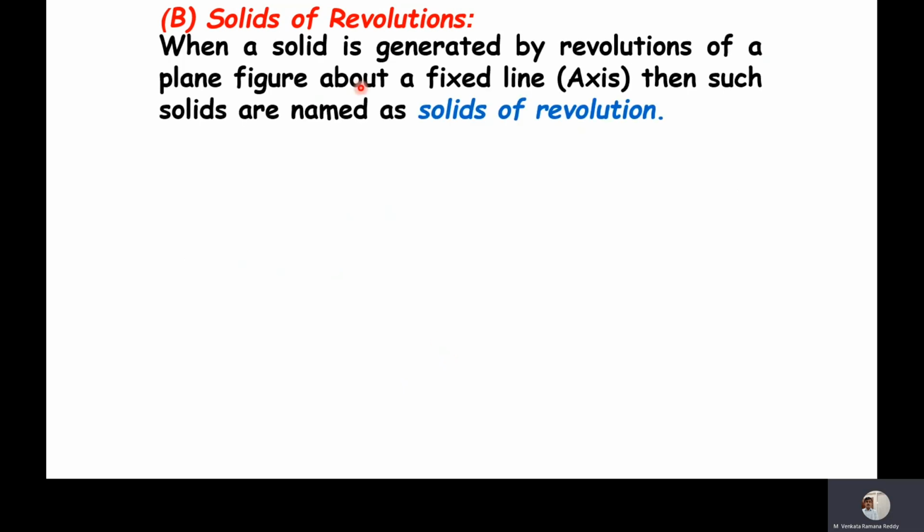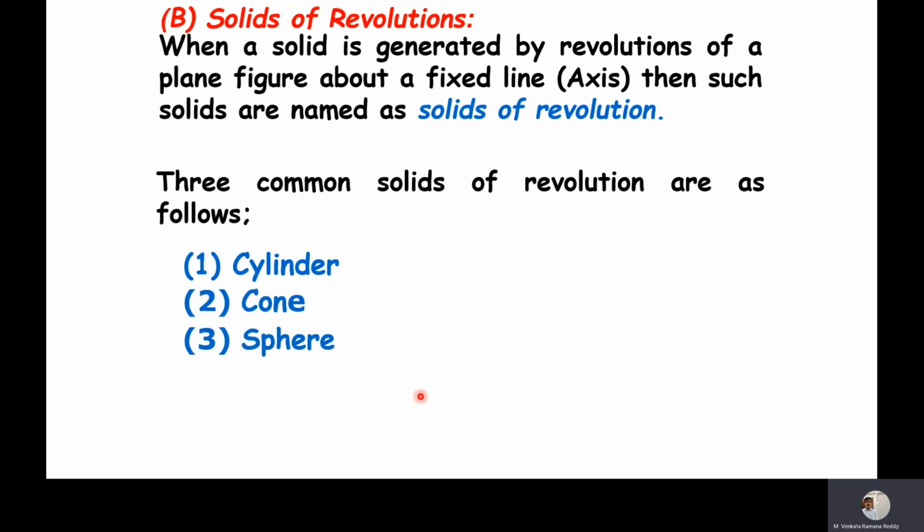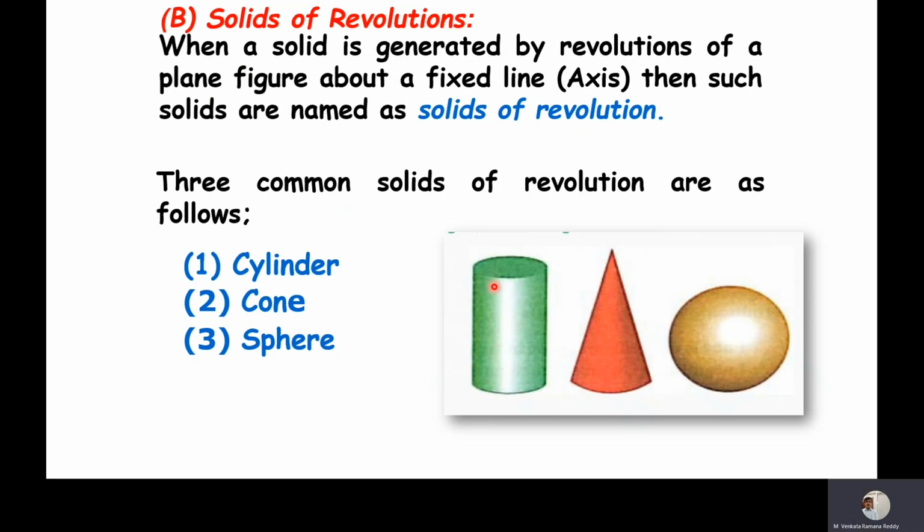When a solid is generated by revolution of a plane figure about a fixed line, that is axis, then such solids are named as solids of revolution. Three common solids of revolution are as follows. First one is cylinder, second one is cone, third one is sphere. How we generate the cylinder, cone and sphere, we will see now. This is a cylinder, cone and sphere. Now we'll see in detail how we generate the cylinder, cone and sphere individually.